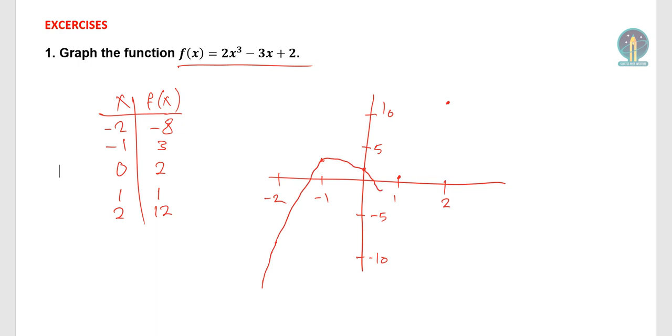And it would only make sense that it would go through the x-axis like this. Okay. And this is it.